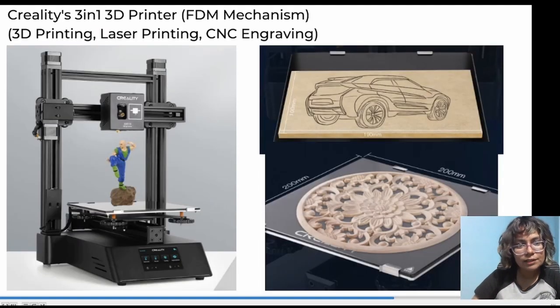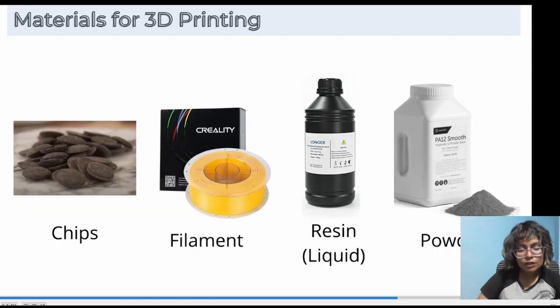There are even multi-purpose 3D printers in the market. For example, this one. It can not only 3D print, but it can also do CNC engraving and laser engraving and all. So 3D printing can be done using liquid resin, polymer powder, filaments. Filaments come in different types. It could be PLA, ABS, TPU, glow in the dark and even more.